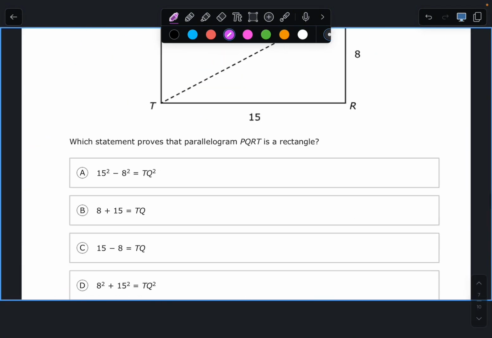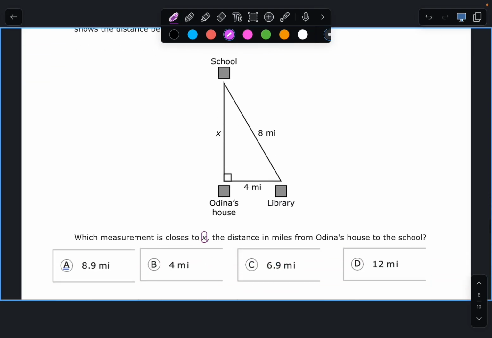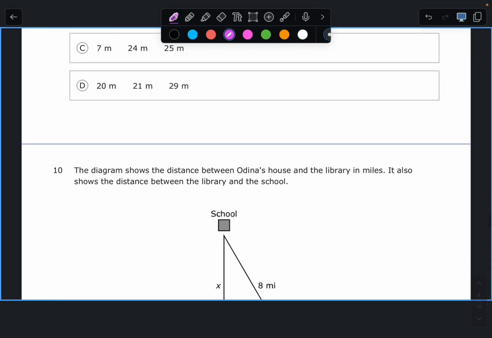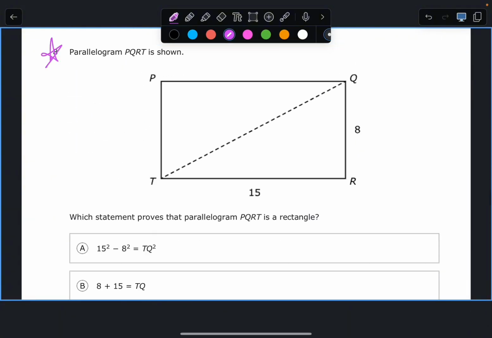You guys are going to do 8 and 9 by yourselves. Let's move on to number 10. Put a star by 8 and 9. Those are the ones you're going to do for a grade. 8 and 9. All right.